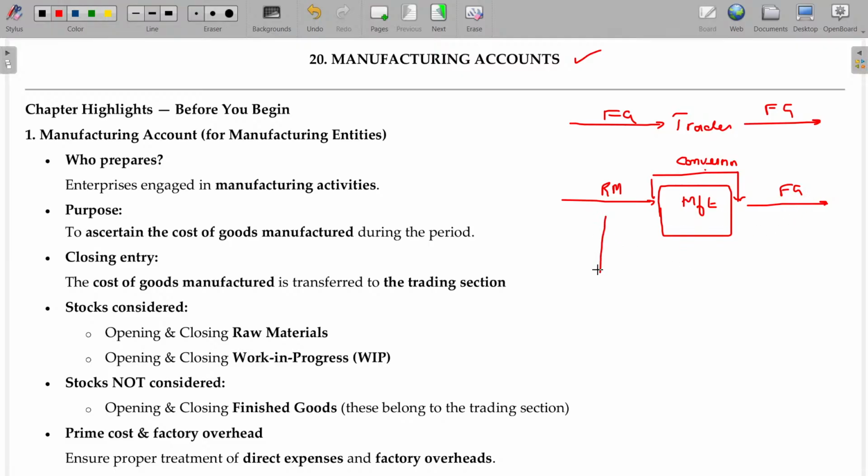For that, of course, you have to take the raw material cost. You need to add the conversion cost also. Then it becomes the cost of goods produced, so the cost of production.